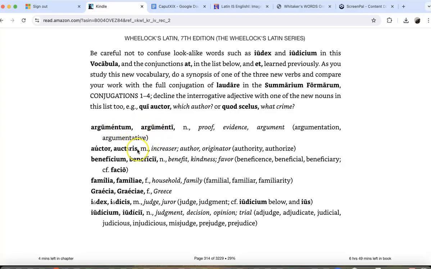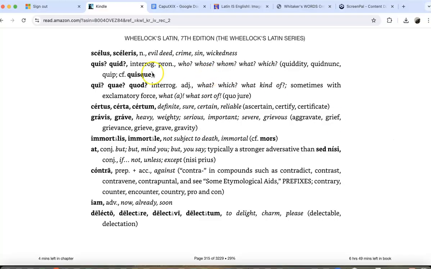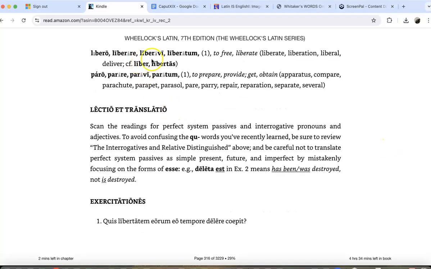Argumentum, argumenti, actor, actoris, beneficium, beneficii, familia, familiae, Graecia, Graeciae, iudex, iudicis, iudicium, iudicii, scelus, sceleris, quisquis, quidquid, certus, certa, certum, gravis, grave, immortalis, immortale, at, contra, iam, delecto, delectare, delectavi, delectatum, libero, liberare, liberavi, liberatum, paro, parare, paravi, paratum.